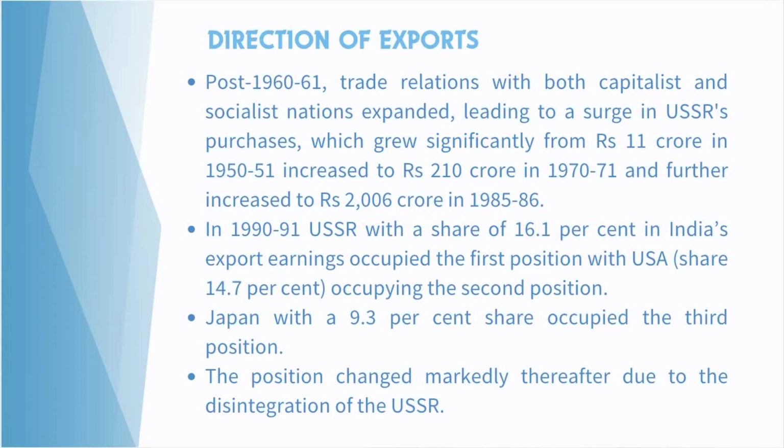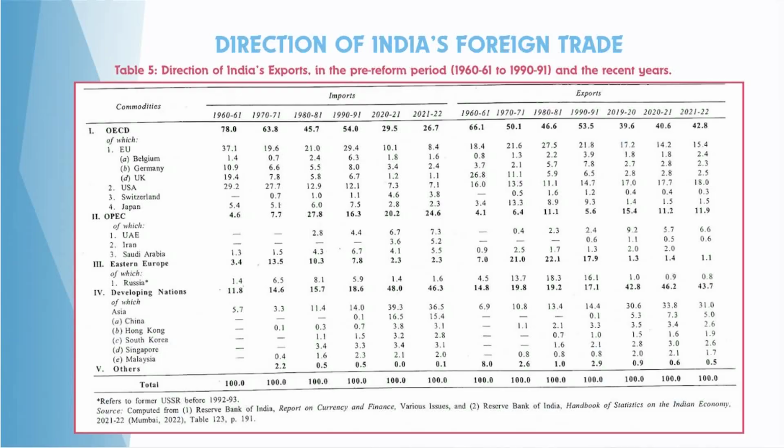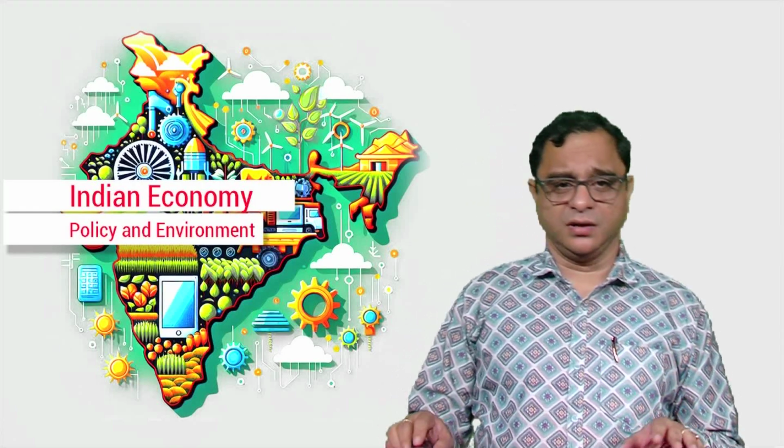The position changed markedly thereafter due to disintegration of the USSR. As is clear from Table 5, exports to Russia accounted for only 0.8% of export earnings in 2021-22. In this year, USA, with a share of 18%, occupied the top place. It was followed by UAE, 6.6%, China, 5%, Bangladesh, 3.8%, Netherlands, 3%, Singapore, 2.64%, Hong Kong, 2.6%, UK, 2.5%, Belgium, 2.4%, and Germany, 2.3%.